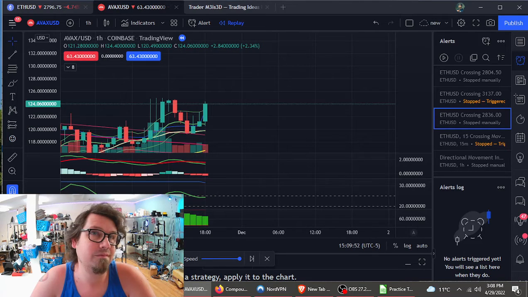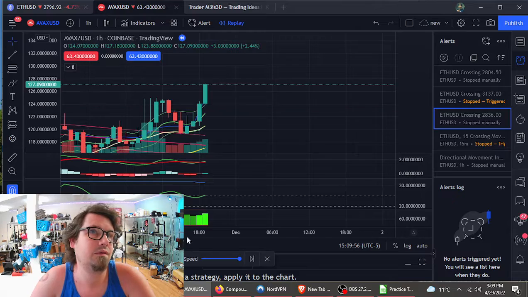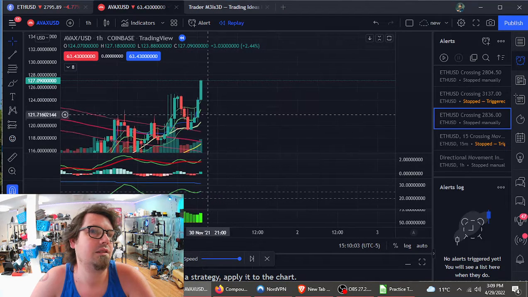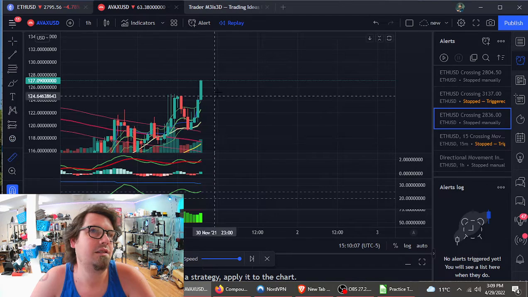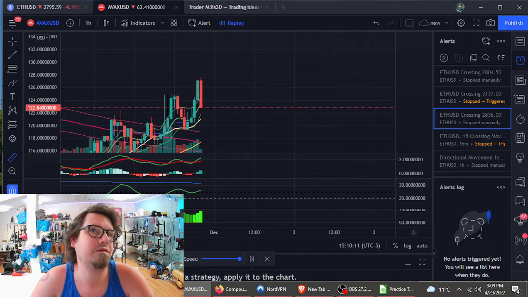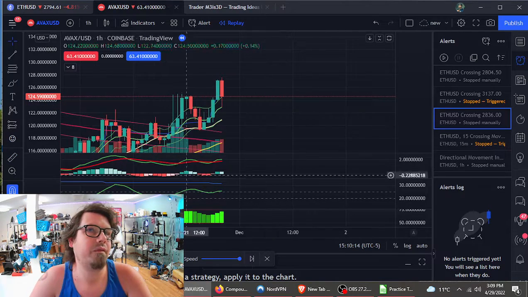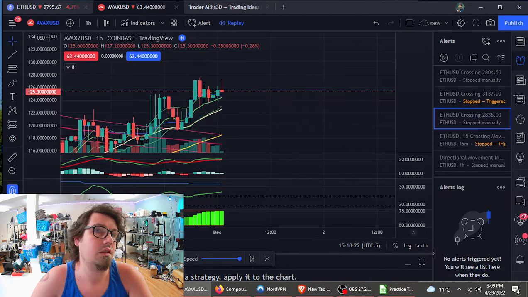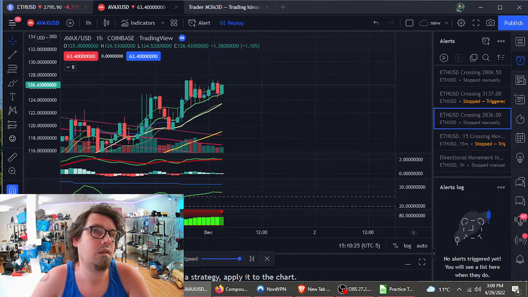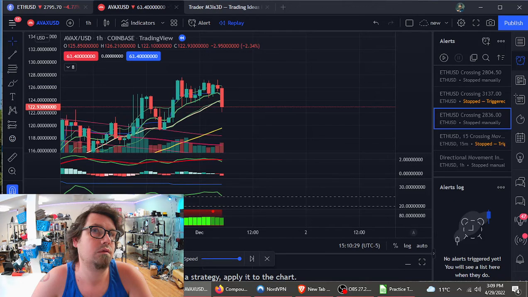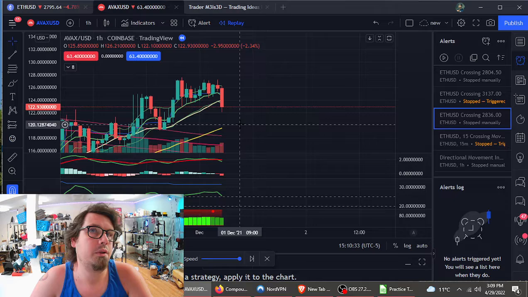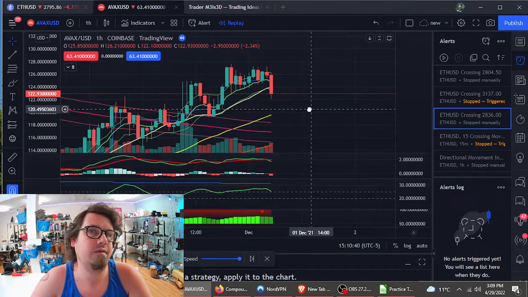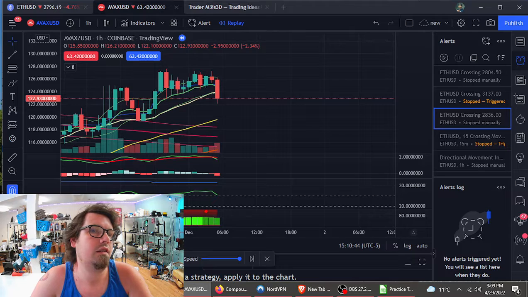Look, sometimes it just doesn't happen. Oh, God. I think we missed it. Yup, we missed it. Pretty big cross down. That was probably a falling wedge formation. Yeah, I really want to go for that.